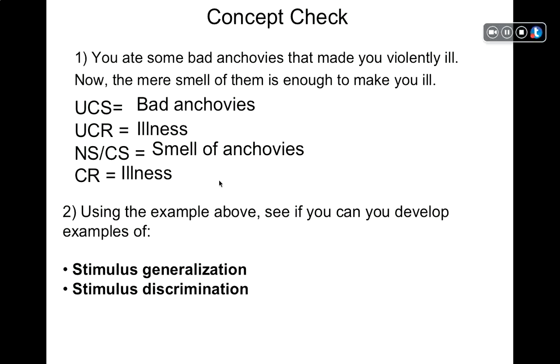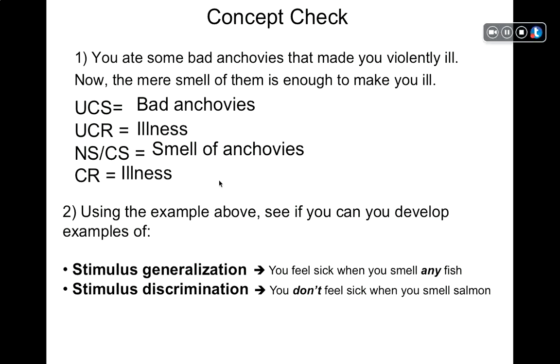All right, so an example of stimulus generalization would be you feel sick when you smell any fish. So here, that sickness response is generalized away from being simply that of anchovies to including all seafood, and then stimulus discrimination would be you don't feel sick when you smell salmon. So being able to maintain your composure when you smell one kind of fish and lose it when you smell another.